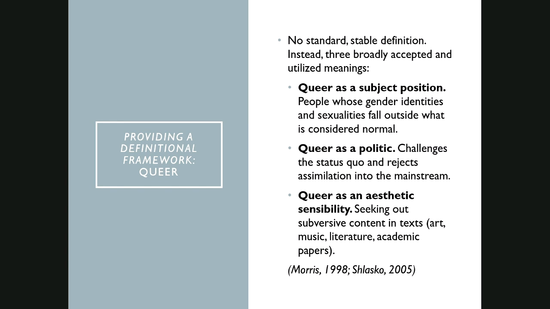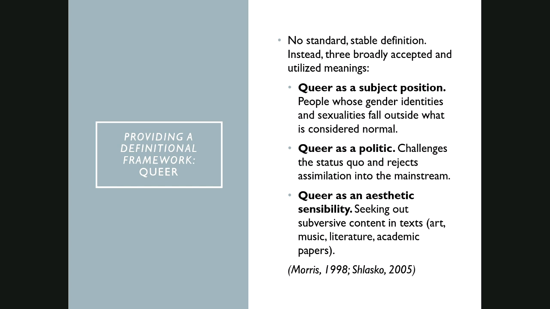So the first is queer as a subject position. This is for folks who said that queer represents an identity. These are people whose gender identities and sexualities fall outside what is considered normal. It functions from the position of who is quote unquote normal, and this includes all LGBTQIA plus people. So if we think of queer as more of an identity label, we would lump all LGBTQIA plus folks under that identity label.